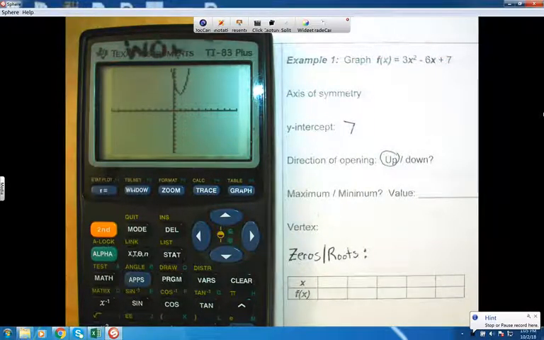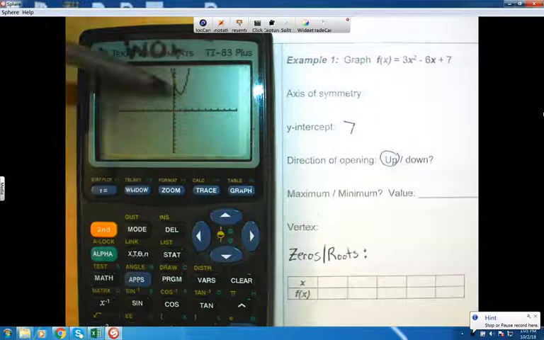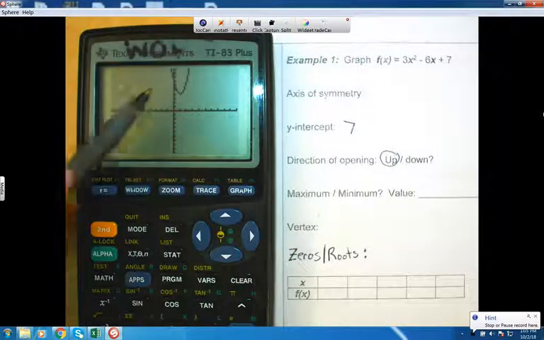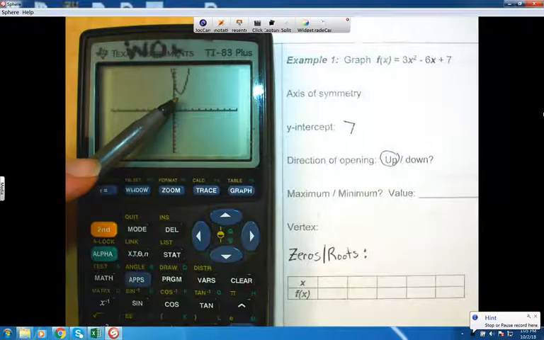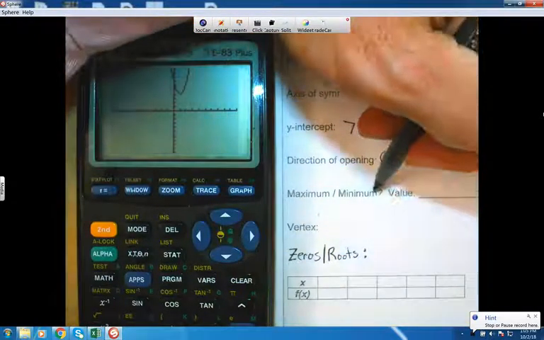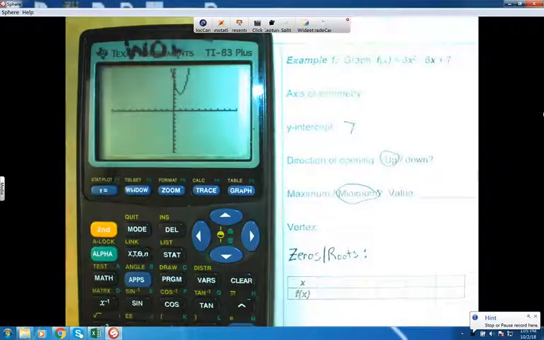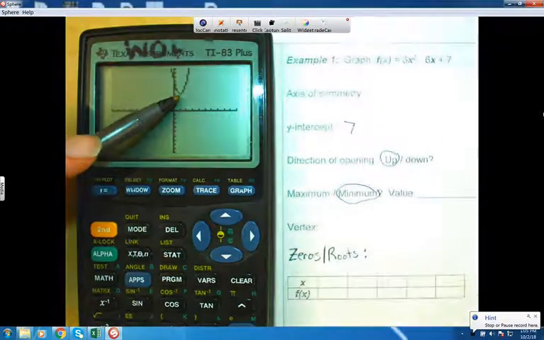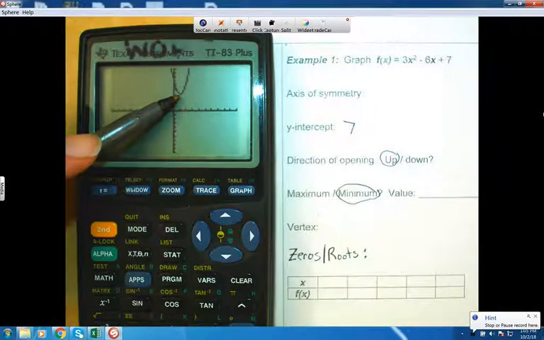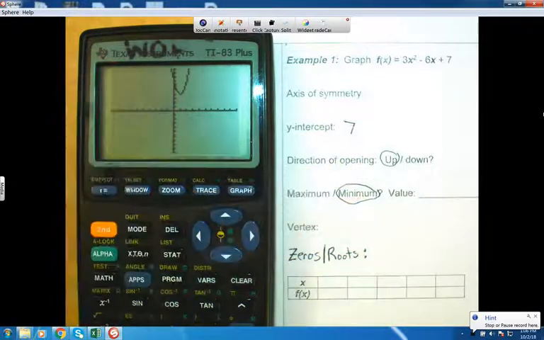So now we are on to the rest of them. Because this opens up, the place where it changes direction is at the bottom. So that is our minimum in this problem because it's at the bottom. So this problem has a minimum, and I want to find out what that point is. If I can figure out what that point is, which we call the vertex, I can answer a lot of questions on this page. So let's calculate the minimum.